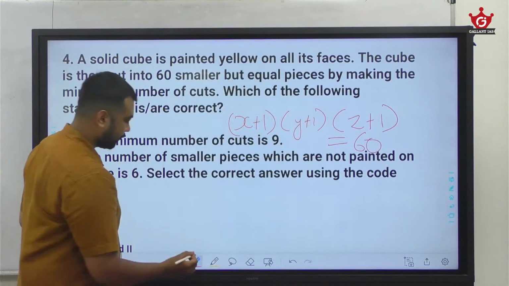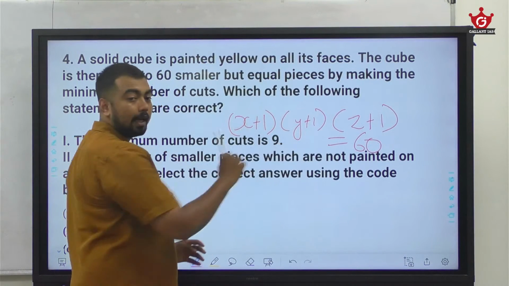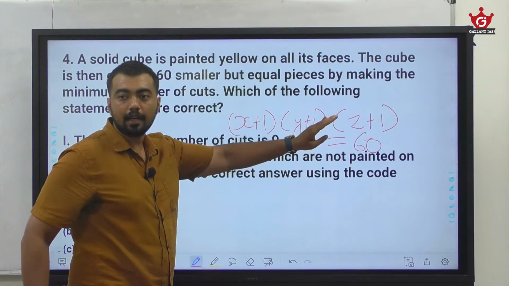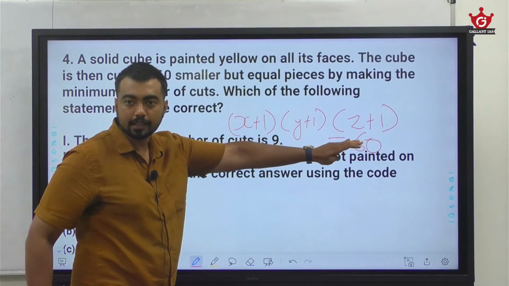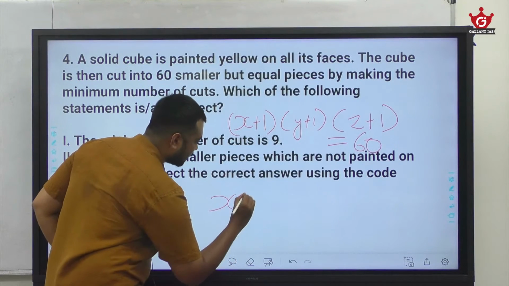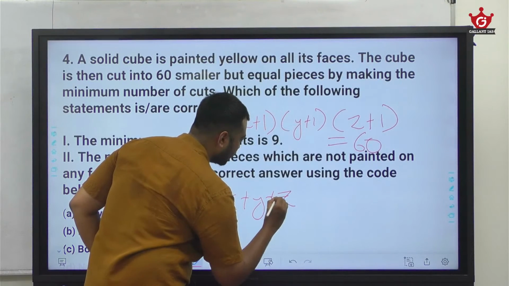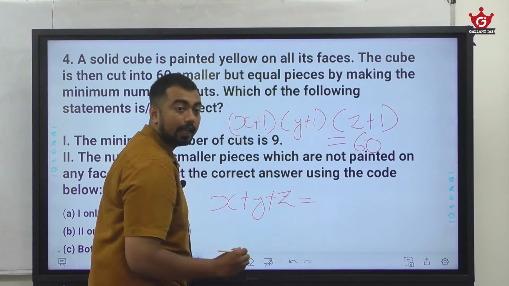And so this is the number of pieces, 60. This is the equation to find the number of pieces and the number of cuts. x plus y plus z is equal to the number of cuts.